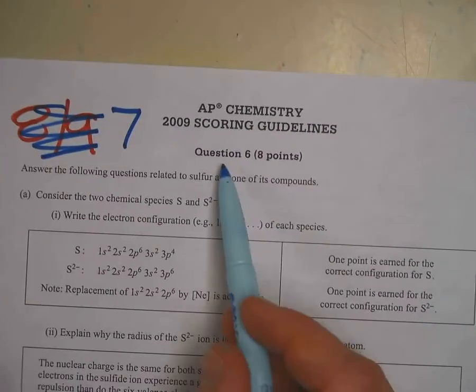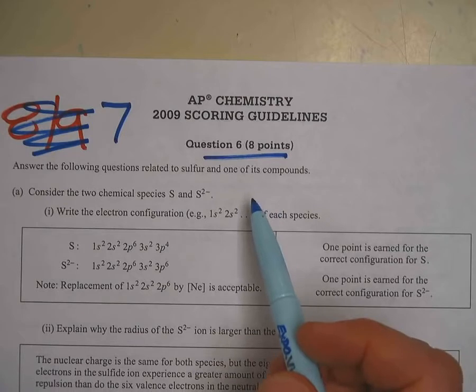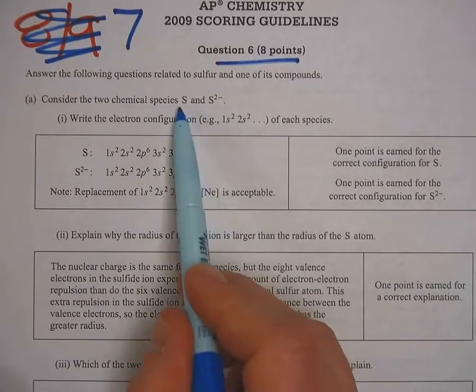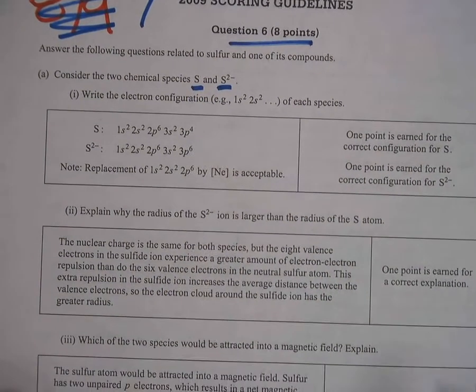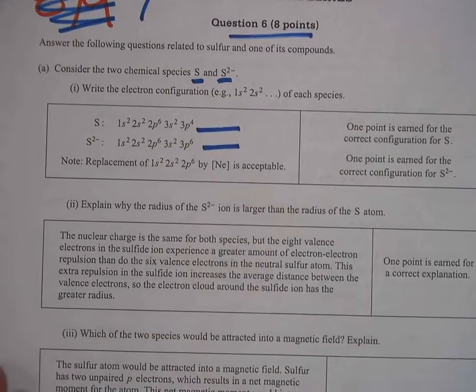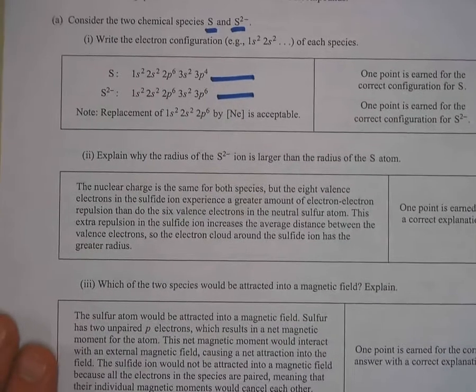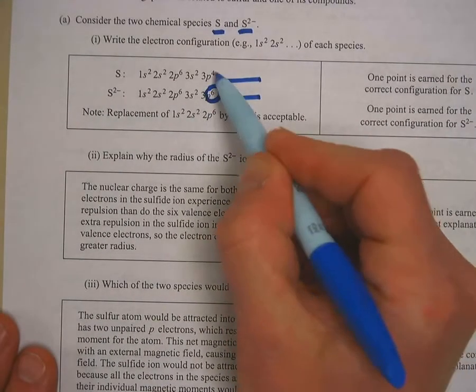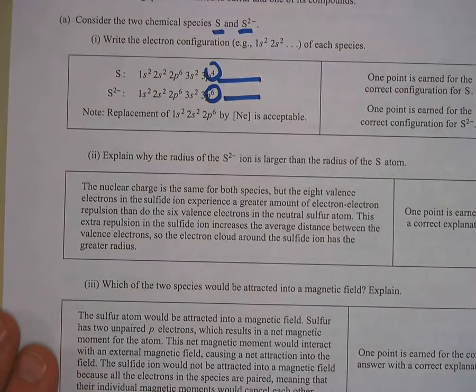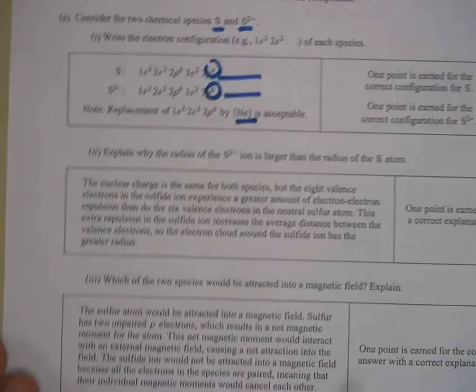Last one, 2009 question 6. Consider the chemical species S and S2 minus. Write the electron configuration for each. Look at this. You got to be able to write the electron configuration for something that's got a negative 2 charge. So it's got 2 more electrons than the other one. Notice they allow you to write the shorthand one if you want.